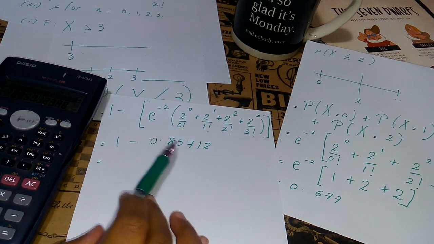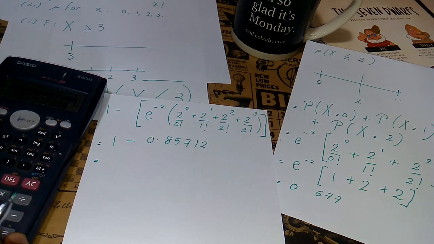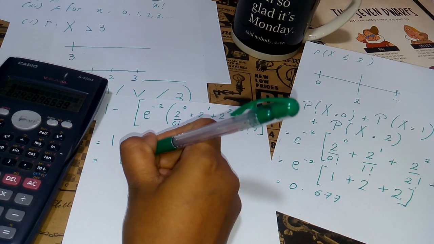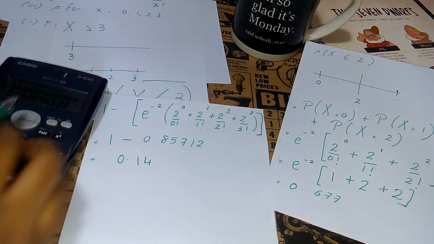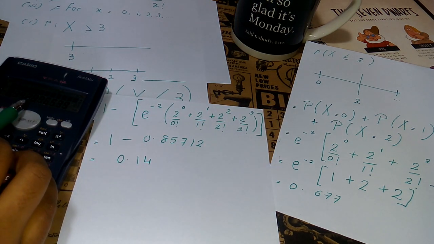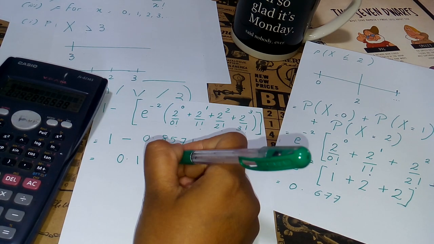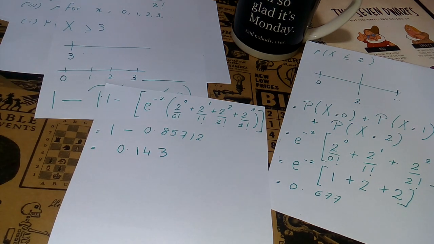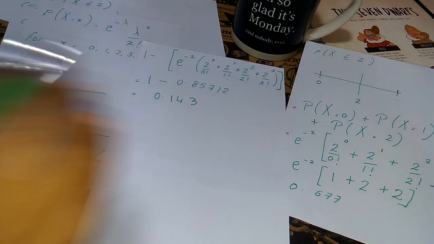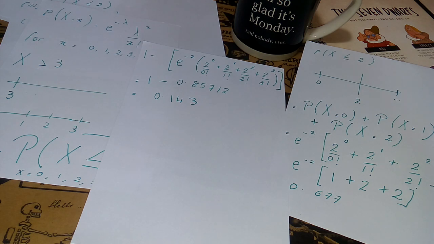Now we're going to take 1 minus the answer. So 1 minus the answer gives a probability of 0.14 and so on. Here the next digit is 8, so it's more than 5, so we add 1 to the 2, which gives 0.143. So this was an easy question on Poisson distribution. Hope you understood the question. Thank you. Bye bye.